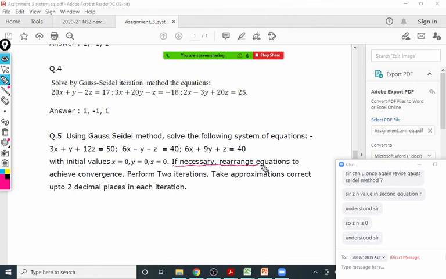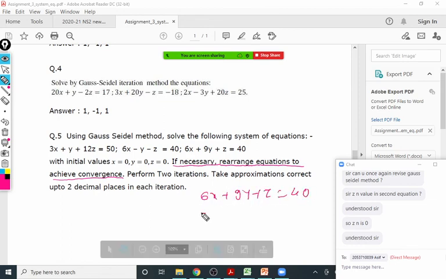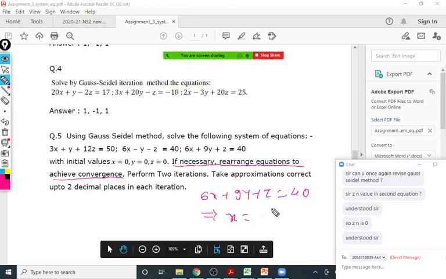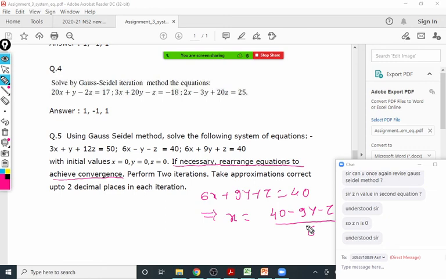Everything is given in the question actually. If necessary, rearrange the equations to achieve convergence, which means you have to convert it to diagonally dominant form. So what should be the first equation in question number 5? 6x plus 9y plus z equals 40? Yes, sir, the second equation must be 6x minus y minus z equals 40. Okay, my mistake. Very good.